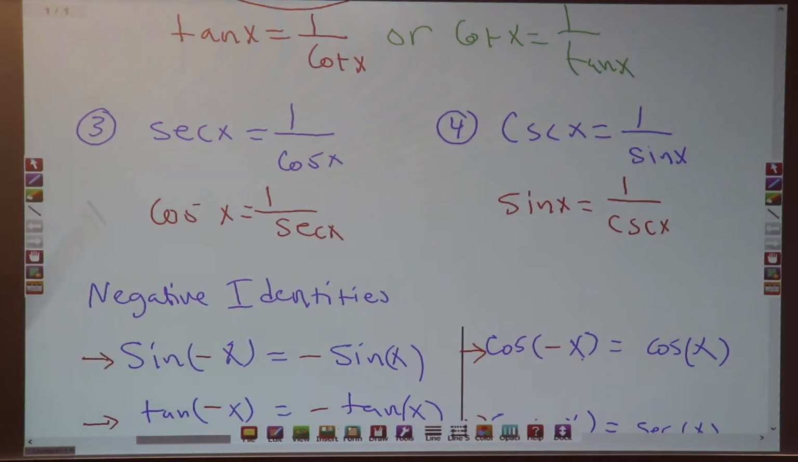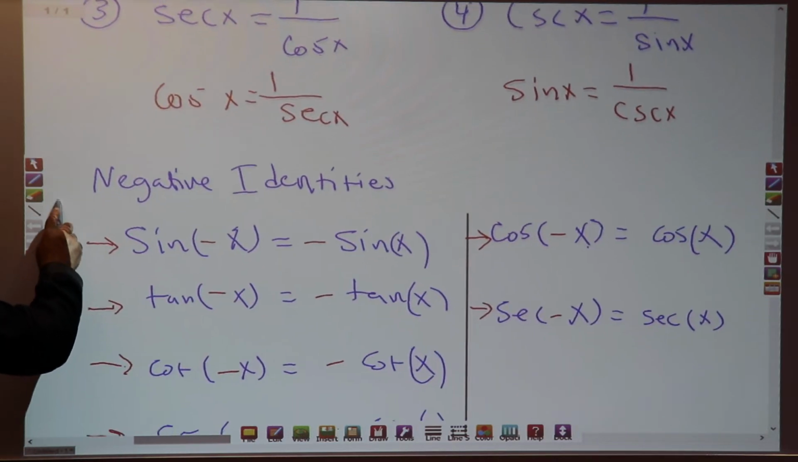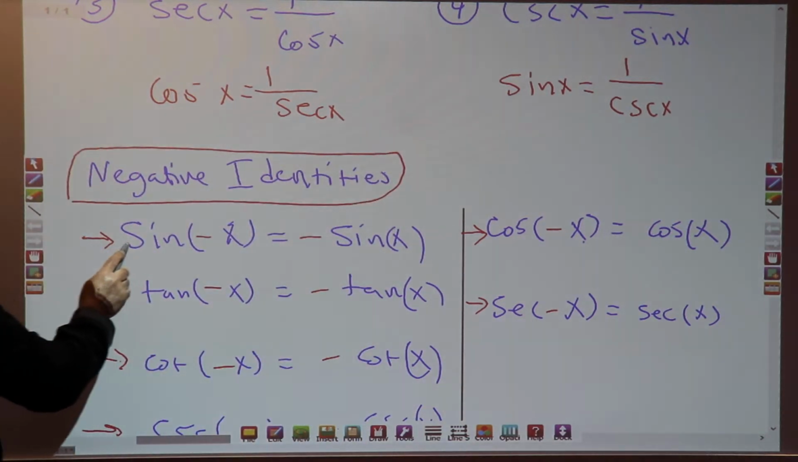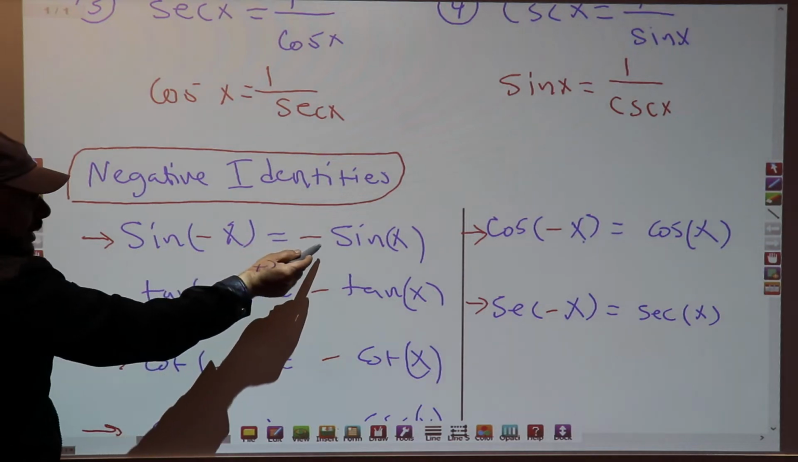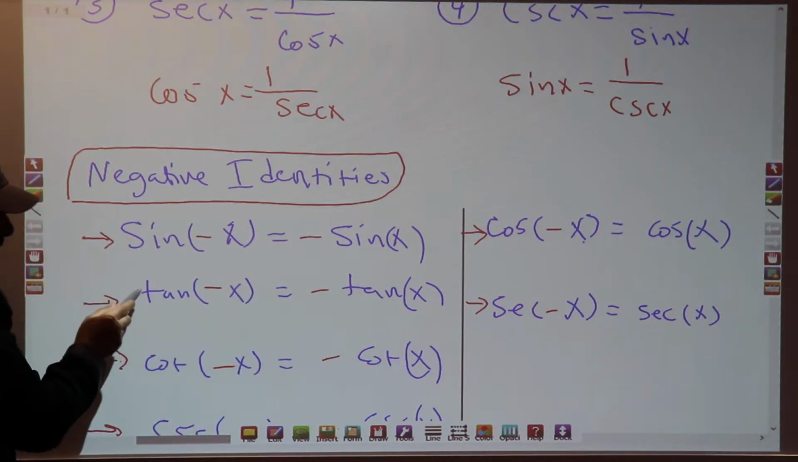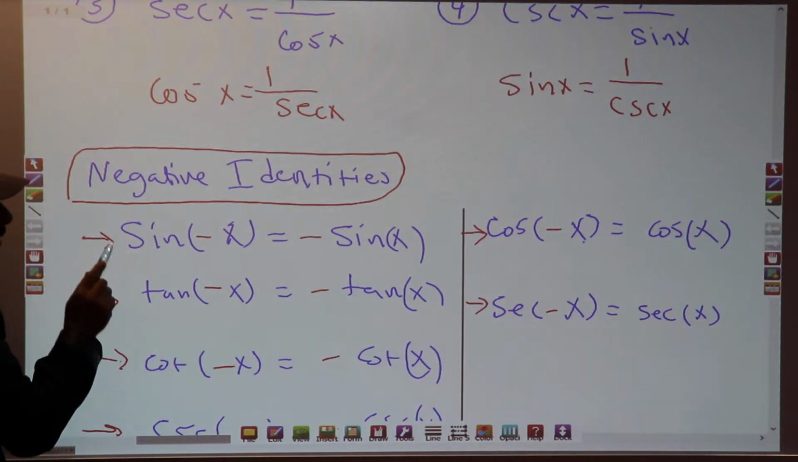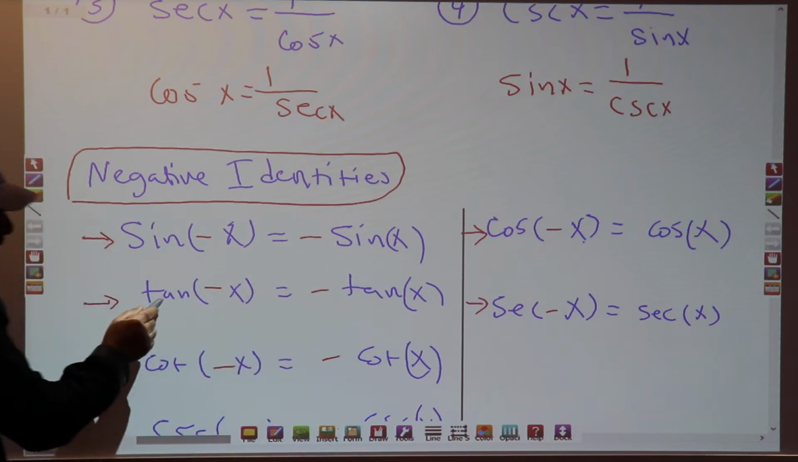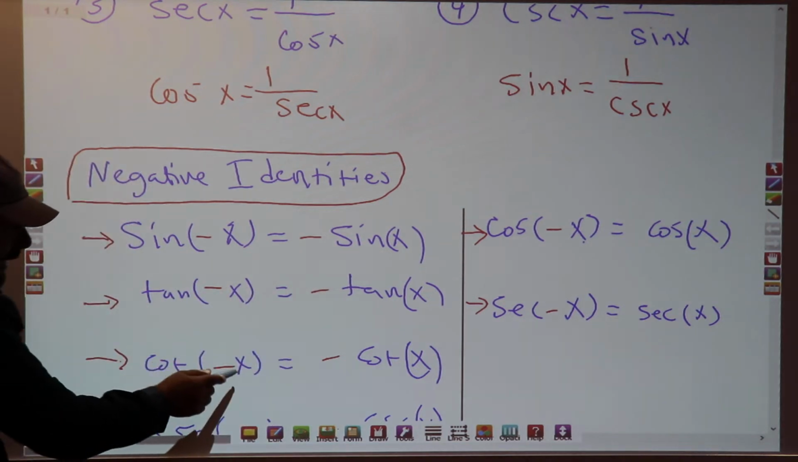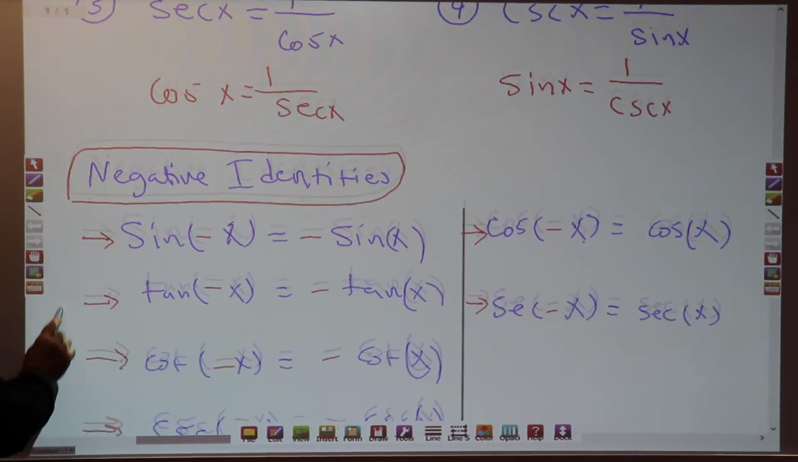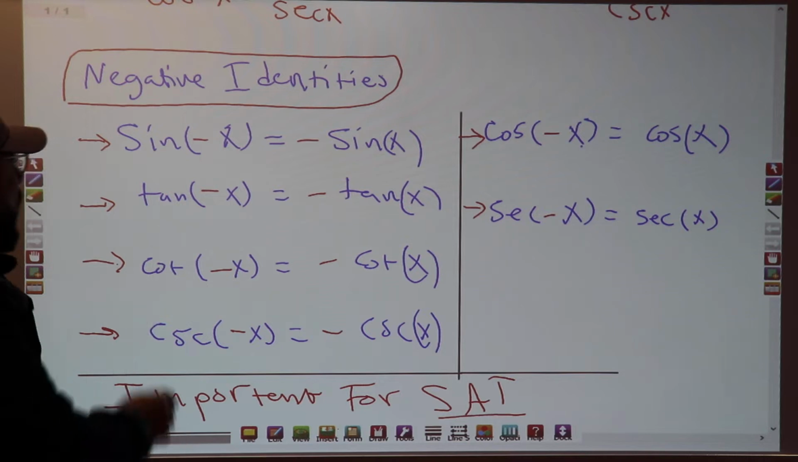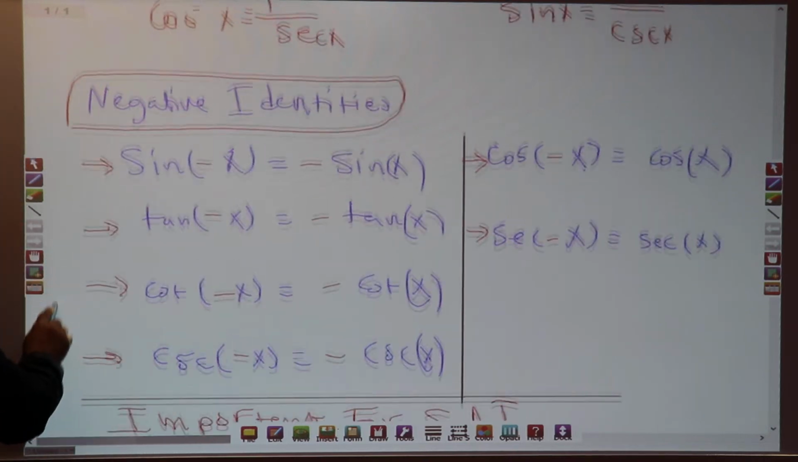Good. Here's something very important in SAT, which is the negative identities. Sine negative x is what? Negative sine x. Anything related to sine is still negative. Tan negative x is negative tan x, because tan is sine over cosine. Cotan negative x is negative cotan x. Cosecant negative x is negative cosecant x.